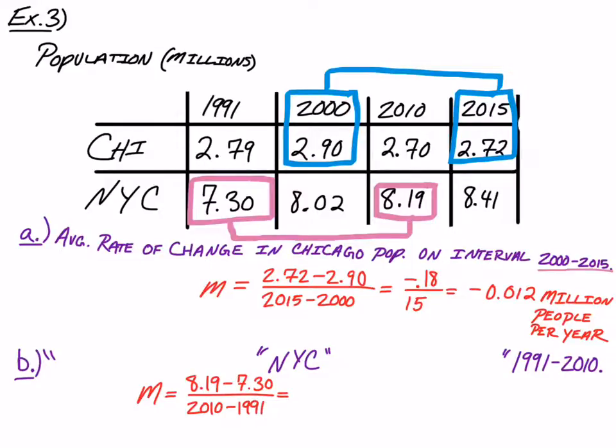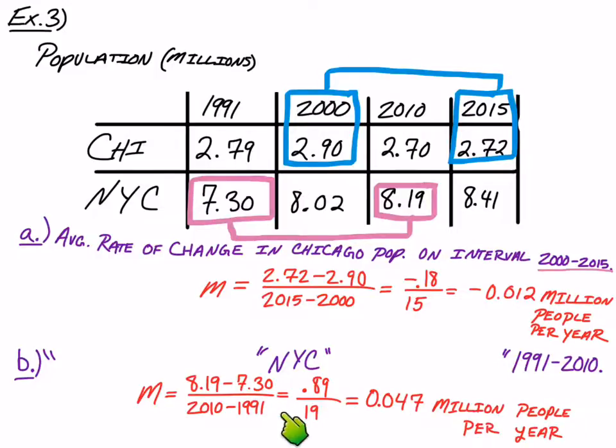Should give us 0.89 over 19. So they increased 0.89 million people over 19 years. Let's divide that and get an answer of 0.047. That's million people per year. So New York, over that time span on average, is increasing by that much. Chicago, over this time span, on average, is decreasing by that much.